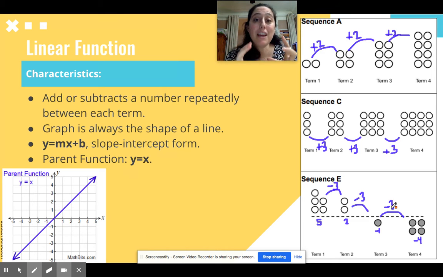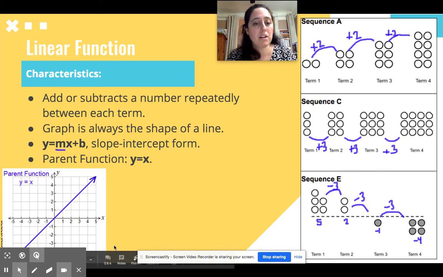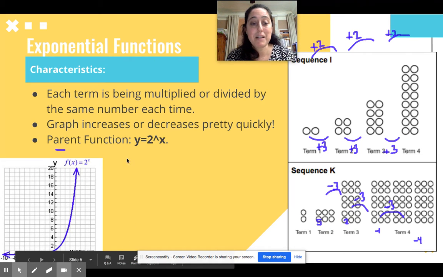So one of the characteristics of linear functions is that you are either adding or subtracting the same, or we call it constant, amount between each term. So some of you guys might know that the slope is called the constant rate of change. And that constant part is adding the same amount every time or subtracting the same amount every time. Okay, so I could just look at these. Oh, I'm adding the same amount every time. That's linear. Okay, so now let's go on to the next one, which is exponential.